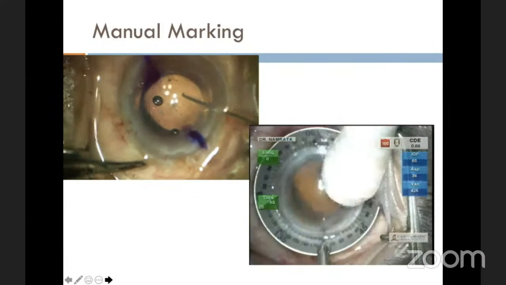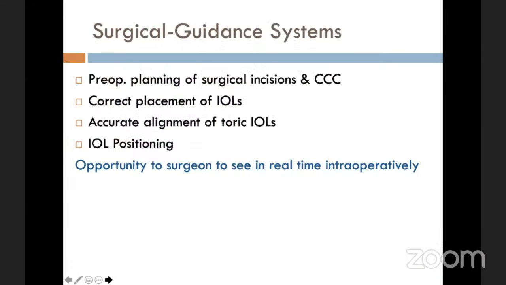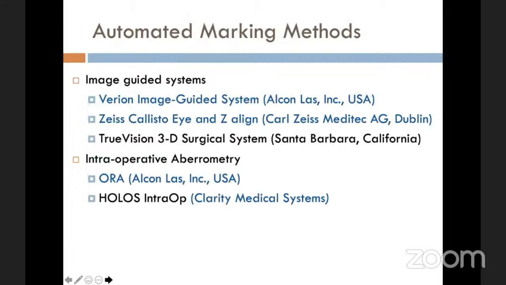So these are some of the problems of the manual marking system, hence the surgical guidance system in which you can preoperatively plan the case, do correct placement of IOLs, accurate alignment of toric IOLs, IOL positioning, and there's an opportunity to surgeon to see in real time intraoperatively all the alignments which are happening. So we have experience with Varion image guided system as well as the Zeiss Callisto I and Z line, as well as the intraoperative abrometry, which is the ORA.